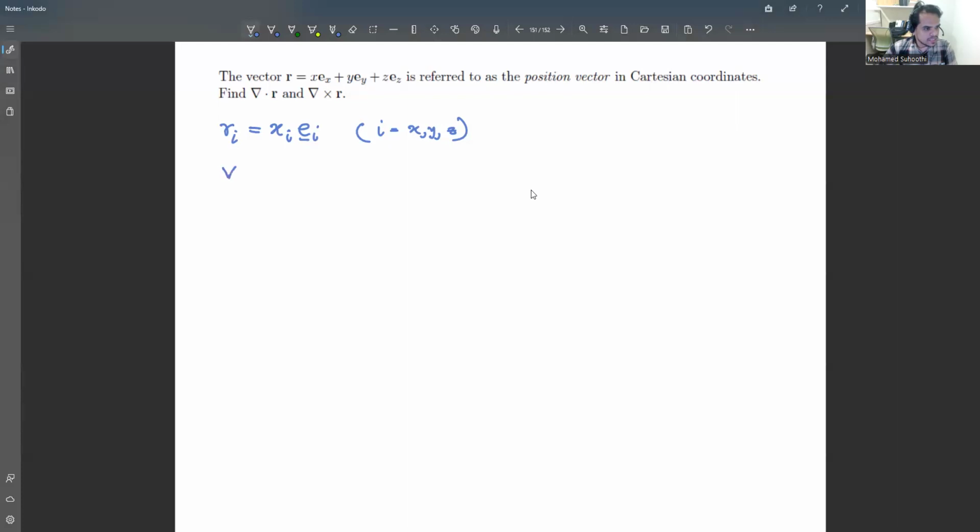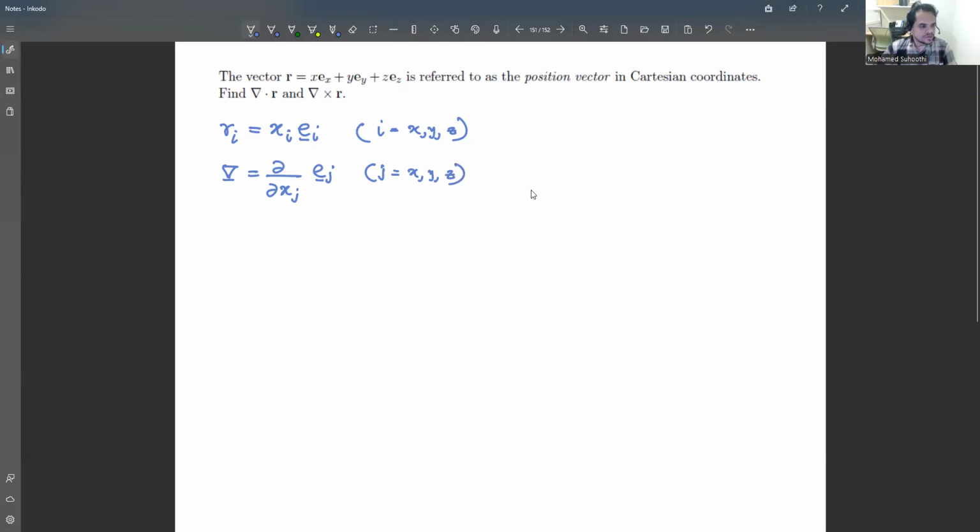Then we need the del operator. The del operator is a vector, so I will use a different free index here: dou by dou xj ej. So this is the del operator. Here also j again is x, y, z.